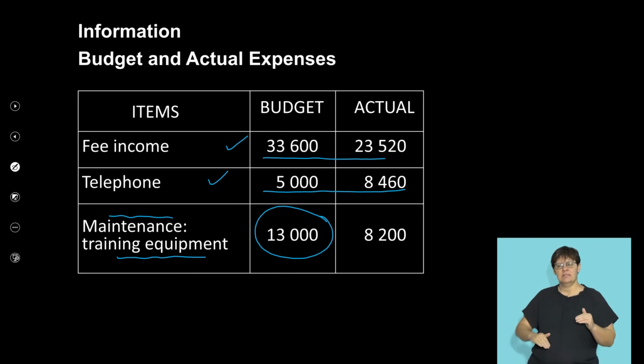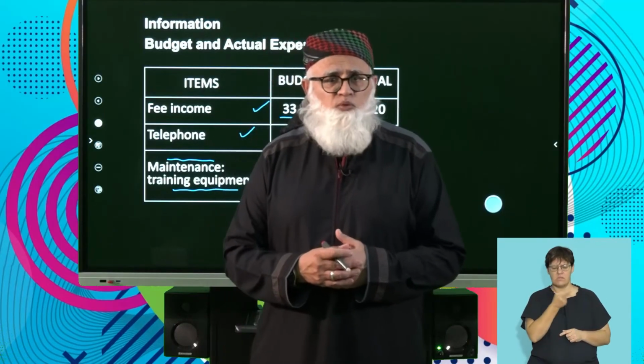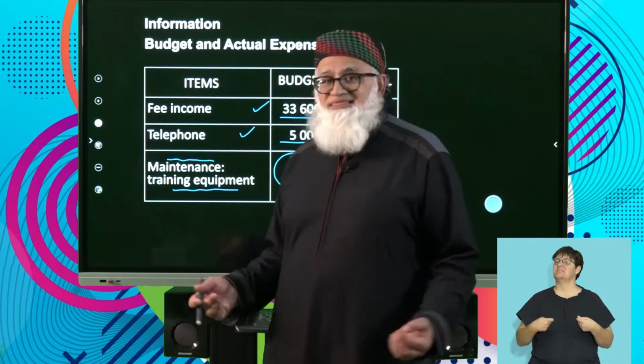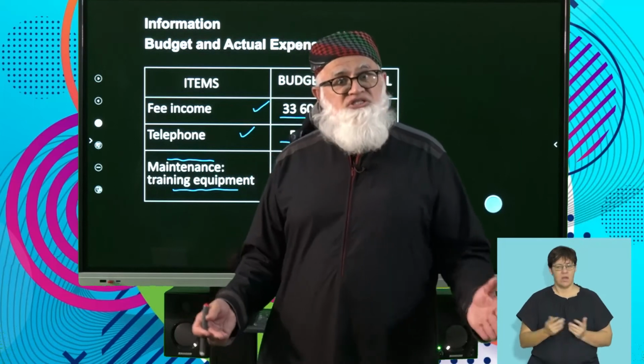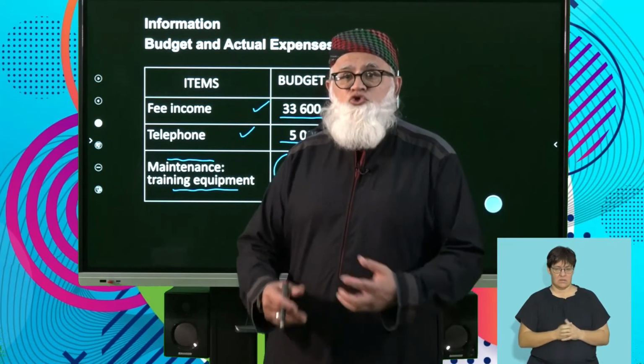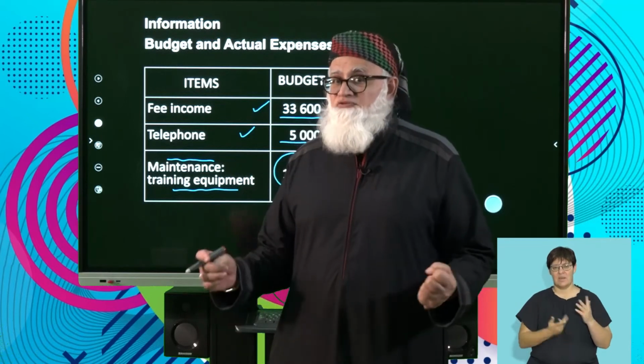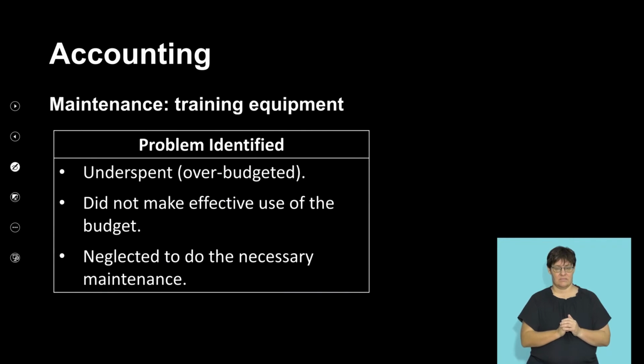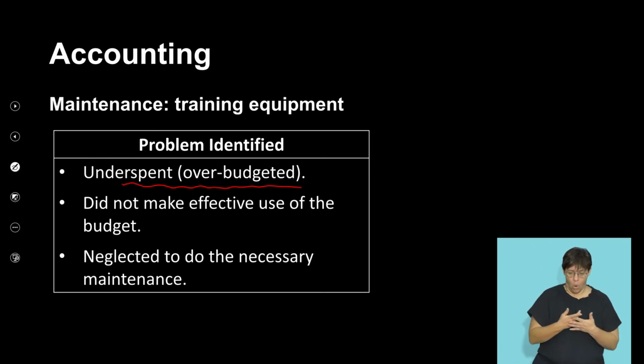However, we only spent 8,200, right? Clearly now, one would say, wow, man, what a saving. We budgeted 13,000, but we only spent 8,200. So this is actually a positive variance, right? Why? You spent less than what you budgeted for. However, watch, we underspent or we over budgeted, right? Remember I said a negative variance.